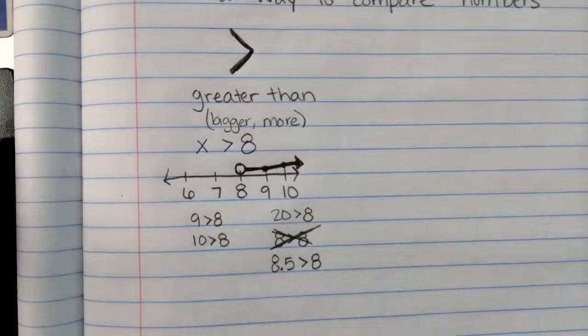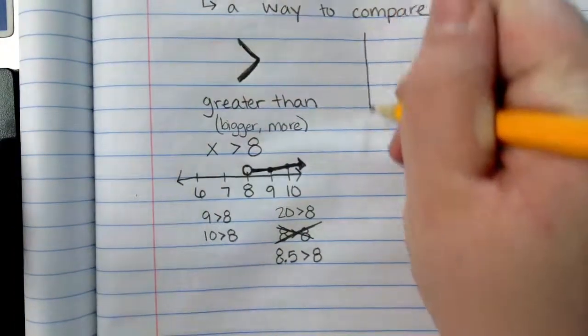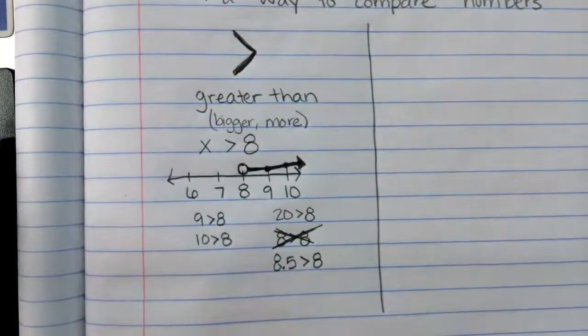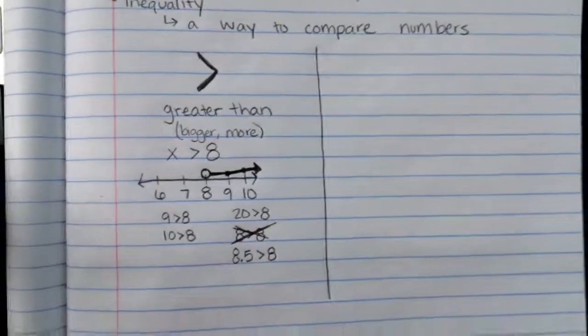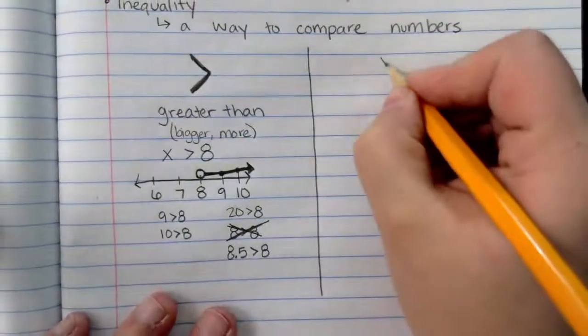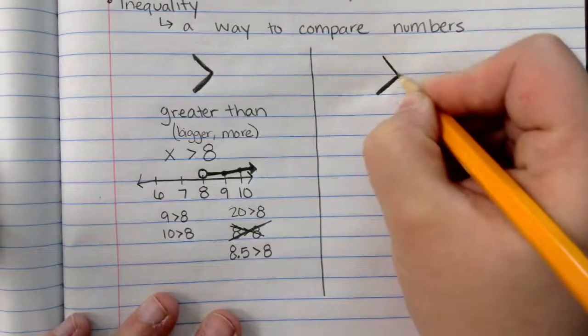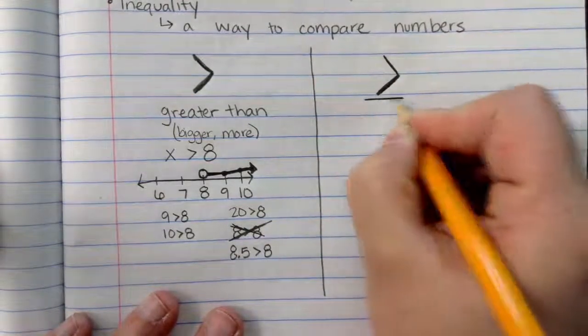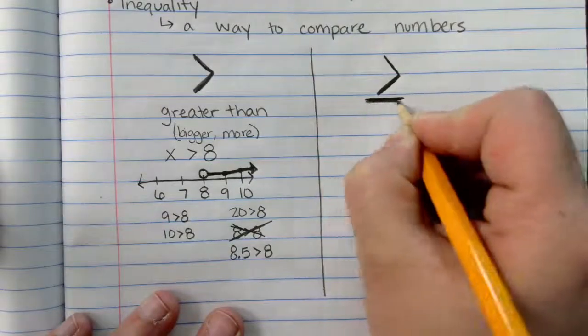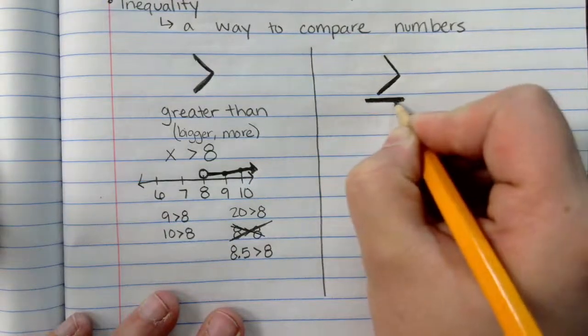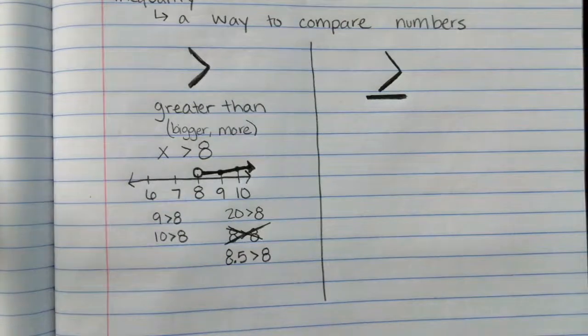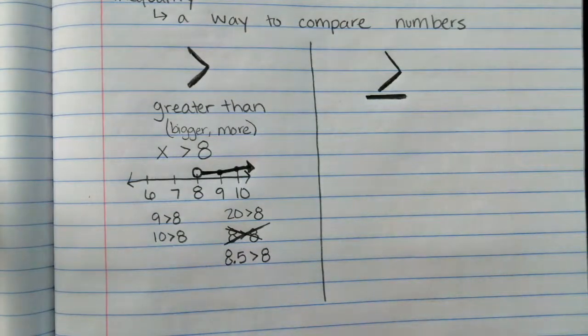All right, our next symbol is really similar. It's going to look almost the same, but it's underlined. What does it mean when we see that underline? Is this a less than sign? Greater than or equal to.